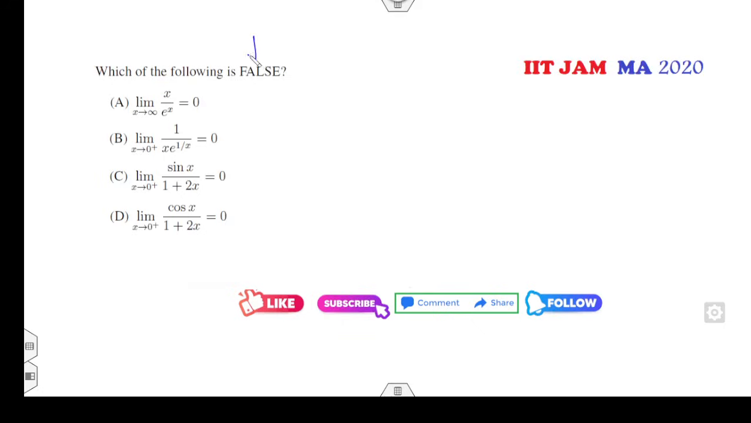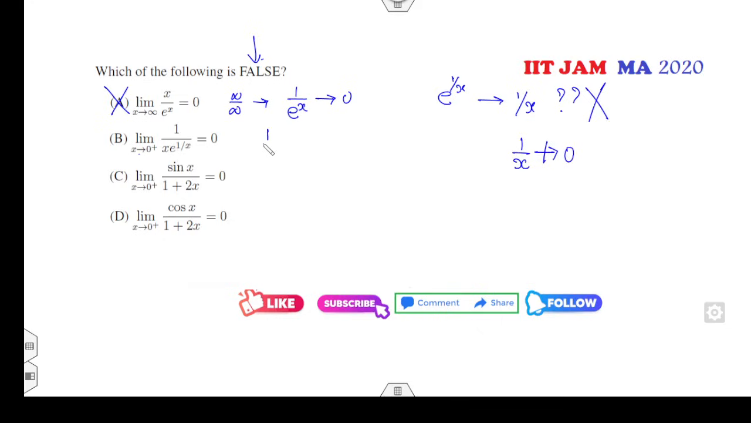Which of the following statements is false? Now you can see when x approaches infinity, it's an infinity by infinity form. You can apply the L'Hopital rule. 1 over e to the x will go to 0. It's a true statement. x approaches 0. Can I write e raised to power 1 by x as 1 by x? No, because 1 over x does not go to 0. But when you substitute 0, the answer will be 0 into e raised to power infinity. So 0 into infinity is an indeterminate form.